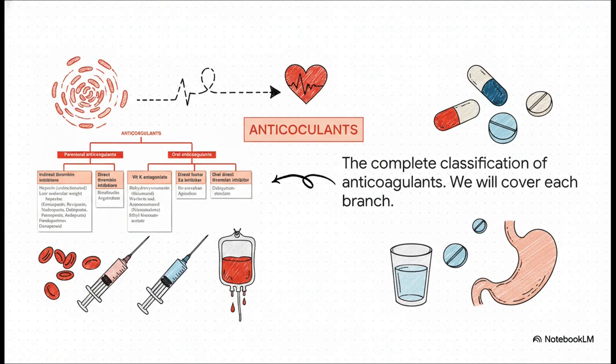All right, now look at this slide. This chart, this is your entire chapter on one single page. You see the main division, parenteral on one side, oral on the other. And then below them, you see more branches. I know, it might look a little bit intimidating, but don't worry. We are going to go through each and every branch one by one, step by step. So let's begin with the first team, the parenteral agents.